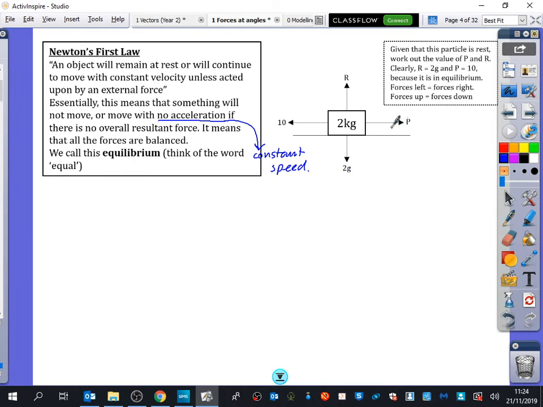And P must be equal to 10 because it's in equilibrium. Forces left equal forces right, forces up equal forces down. You might sometimes see in textbooks they say R minus 2g equals 0, which is the same thing as saying R equals 2g. Sometimes they will say all the forces going up and then make those ones negative. I like saying left and right are equal to each other and up and down are equal to each other as well.